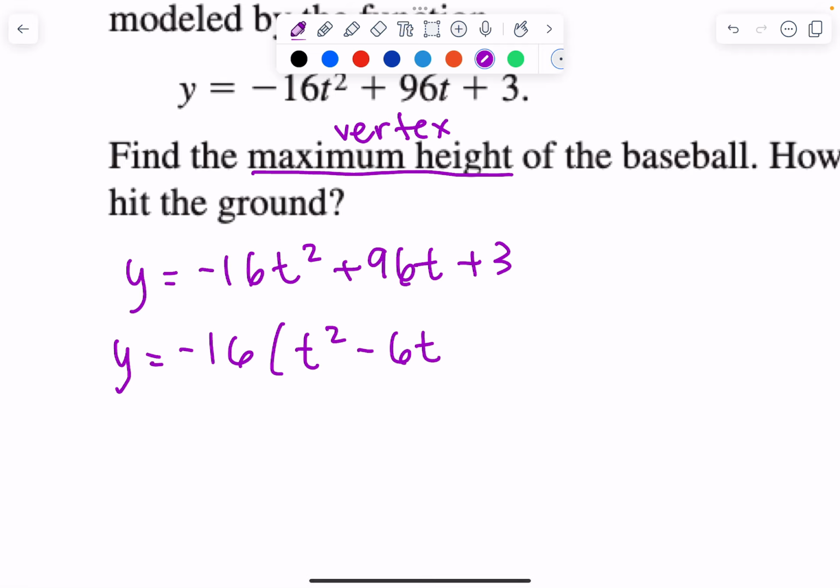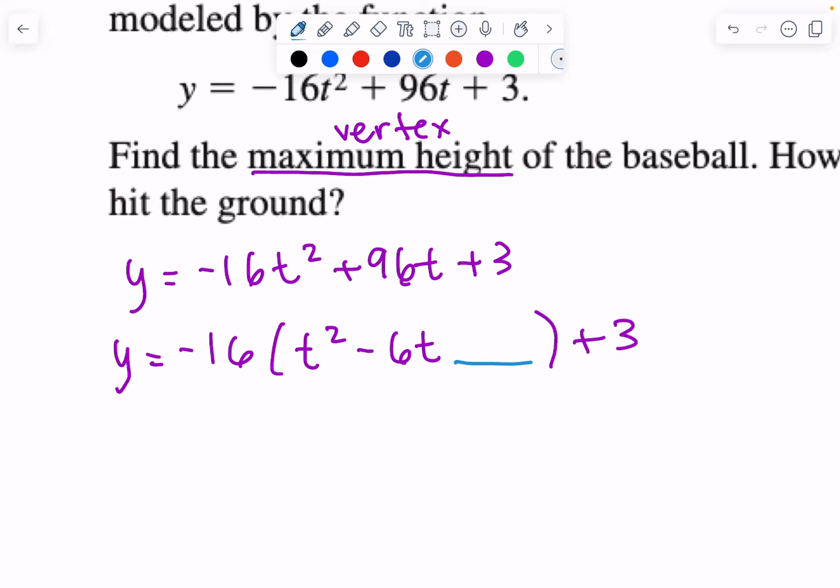And then 16 doesn't go into 3 evenly, but 3 doesn't even help me get a perfect square trinomial. So you know what I'm going to do? I'm just going to exclude 3. I'm going to leave 3 out. 3 is not really doing anything for me, so I'm just going to leave that outside. And what I want at the moment is to find the c value that would make this a perfect square trinomial. Alrighty?